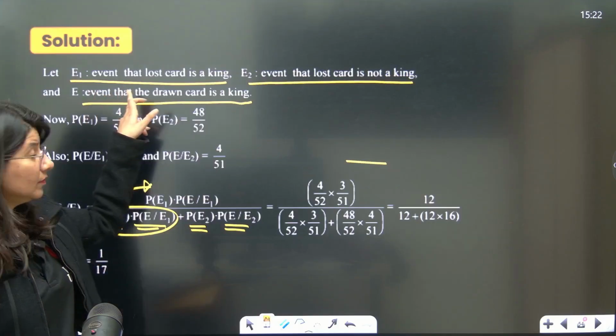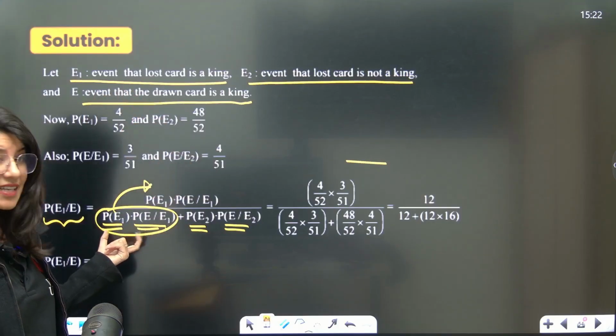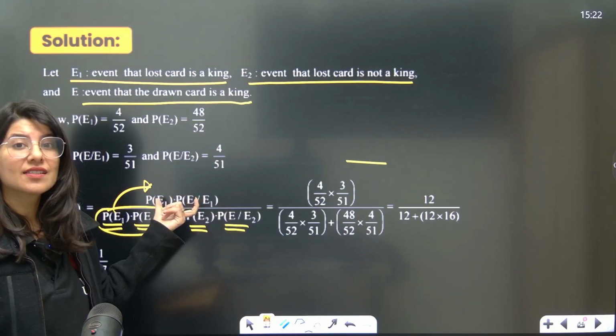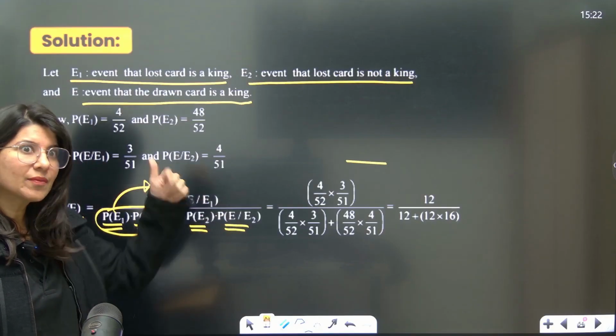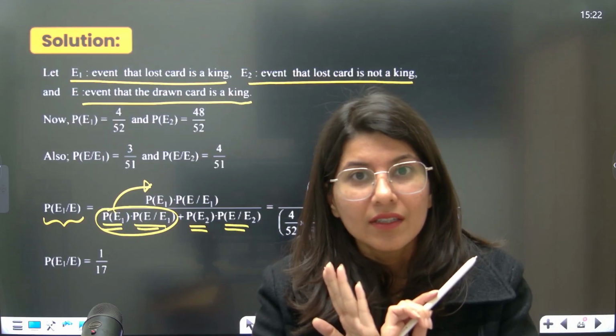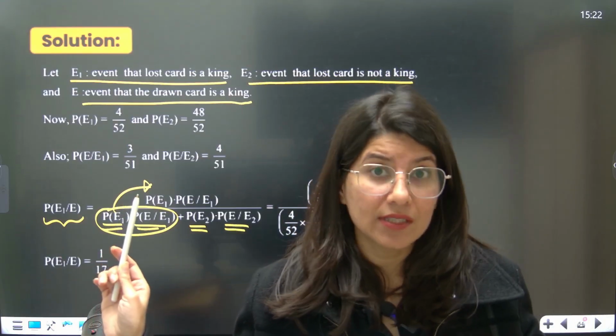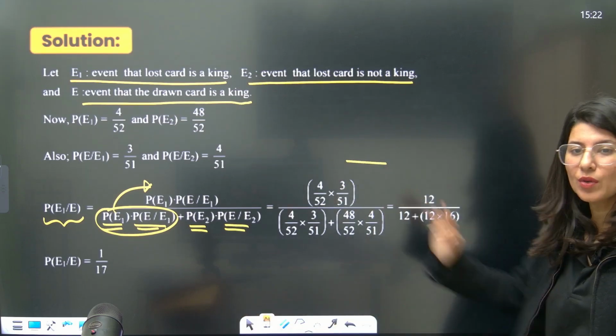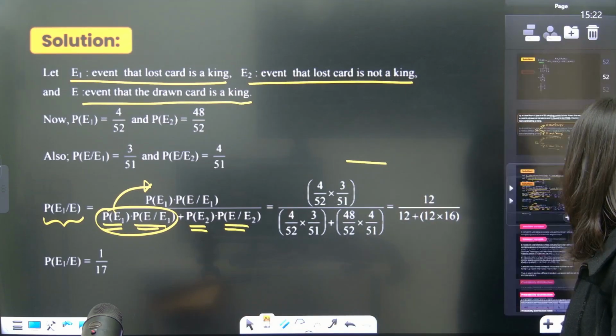See, here the lost card is a king. Here the lost card is not a king. Here the lost card is a king. Why here is the lost card a king? Because the question is telling. Always in the denominator, write all possible solutions, all possible options. In the numerator, only the favorable probability is what you have to write.